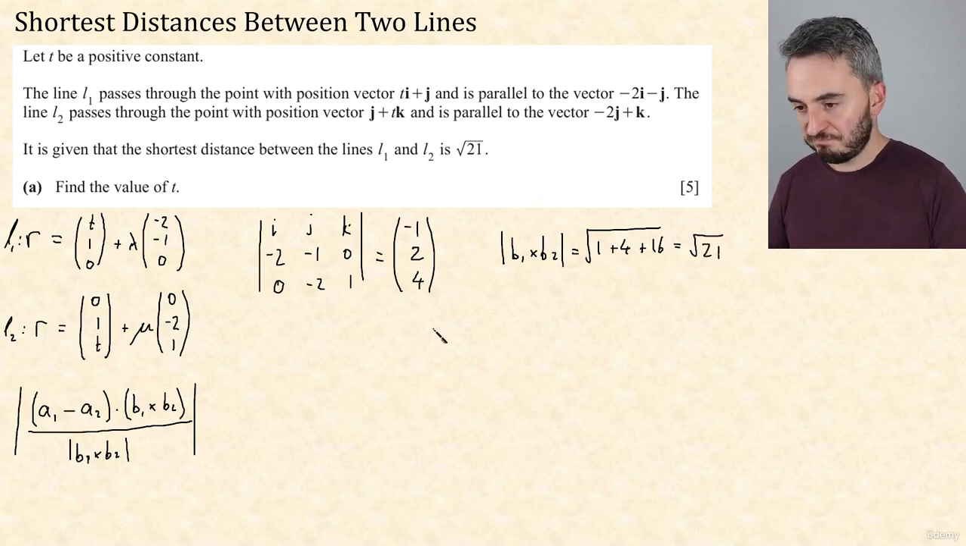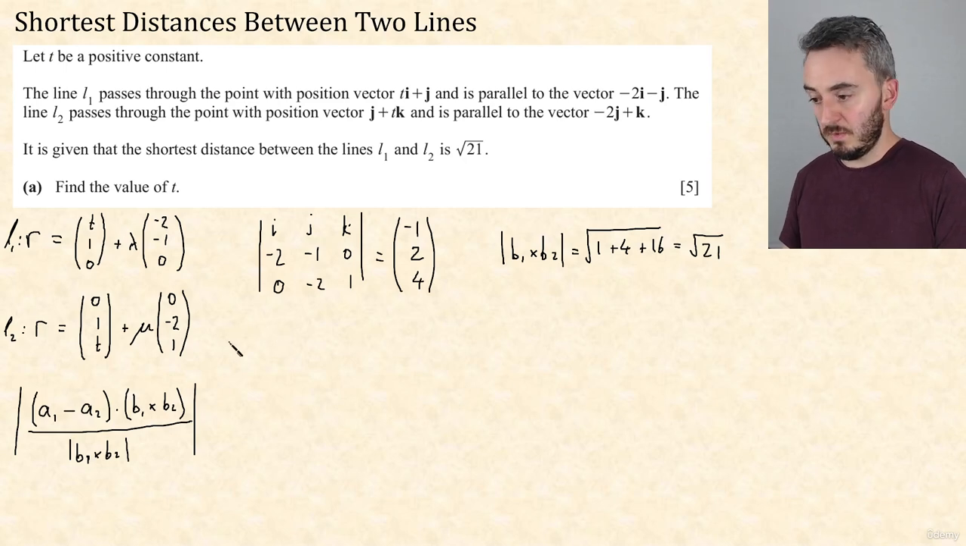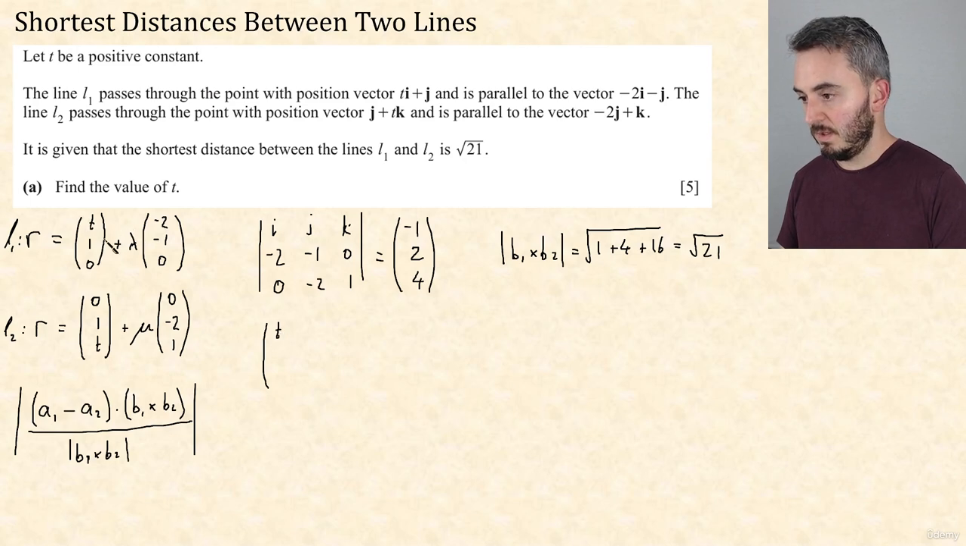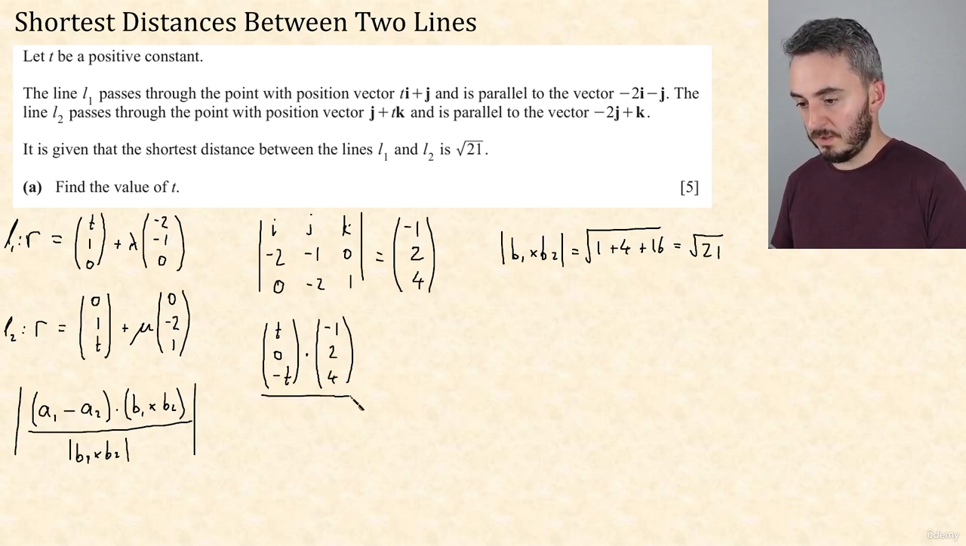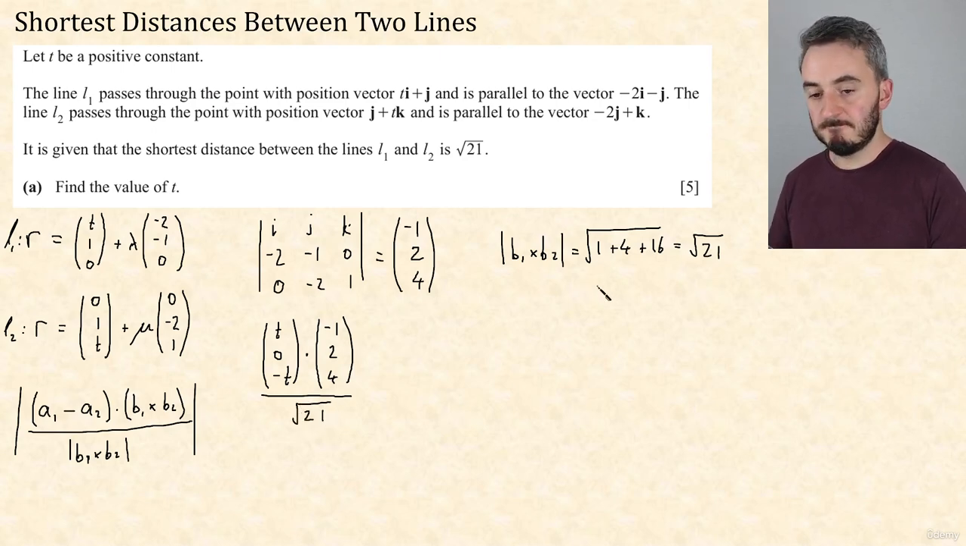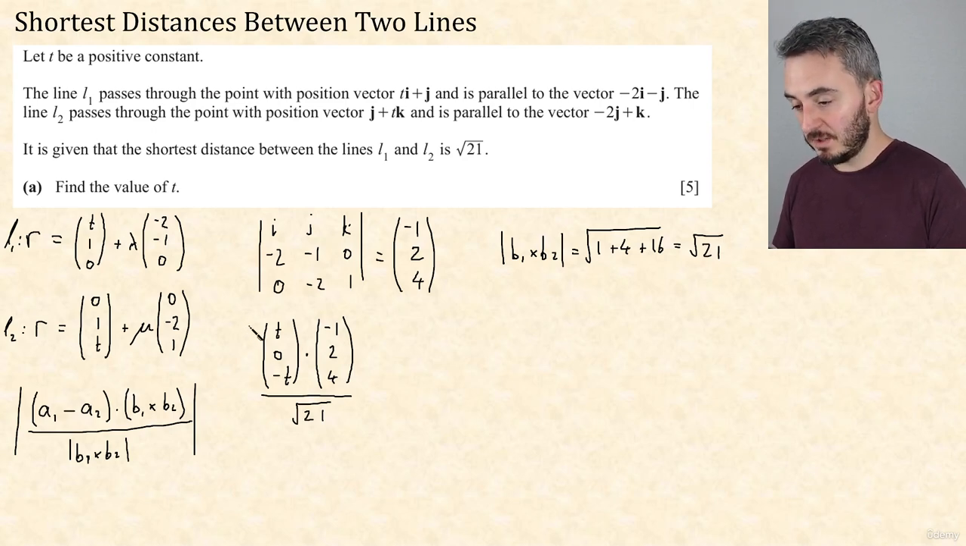I recognise that number. Okay, I think we're pretty much ready to go then. So A1 minus A2 is going to be this minus this. So what do we get? We get t minus 0 is t, 1 minus 1 is 0, and 0 minus t is minus t. So that dotted with B1 crossed B2, which is minus 1, 2, 4, all over root 21 is, okay, is the answer. Now stick it inside the modulus as well.